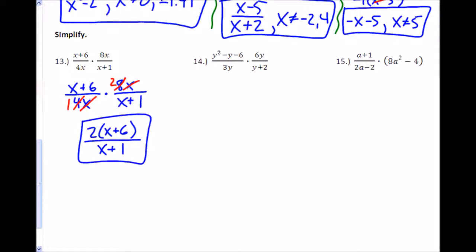And that's it. And number 14, again, I'm going to start off by factoring everything completely. This numerator factors to a y minus 3 and a y plus 2.